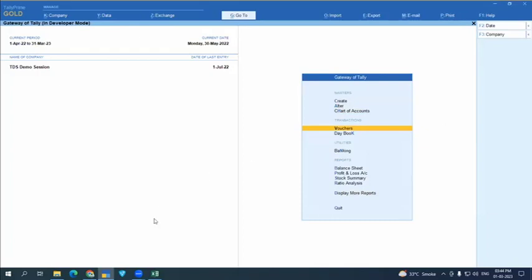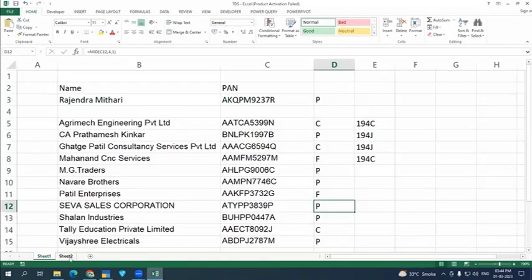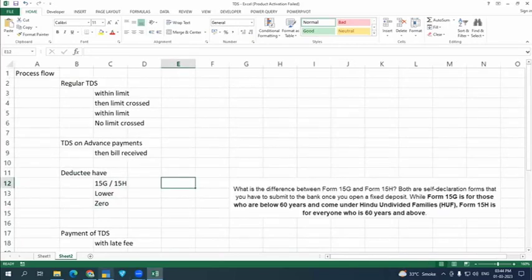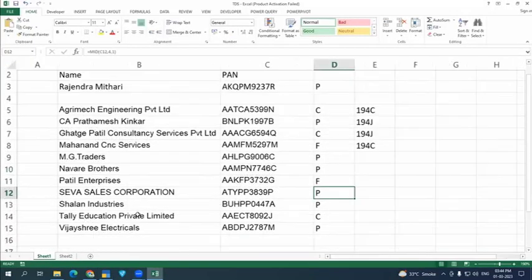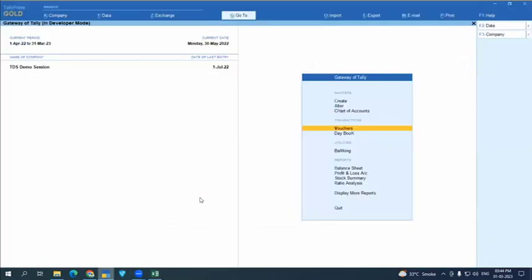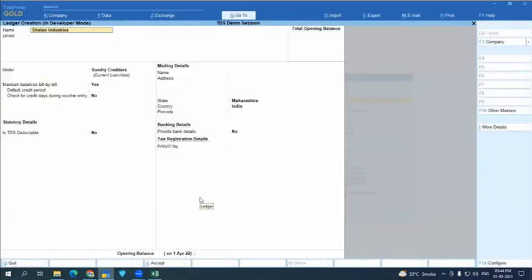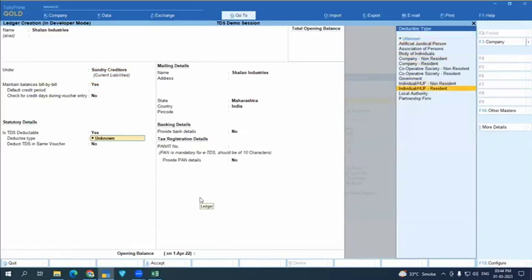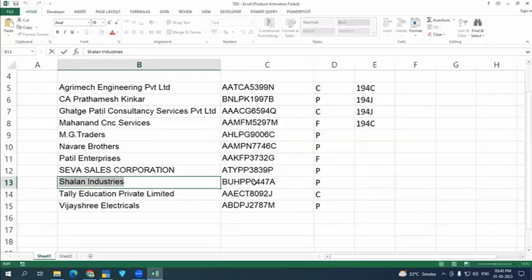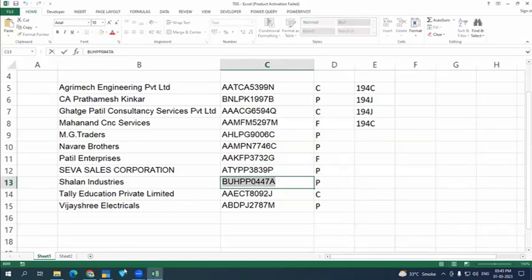Now I am taking one more scenario, which is 15G and 15H. See here. Move to the party. I just have to copy paste a party name. Again, one party I can take here, which is an individual. Copy. That party has a PAN number also. So create a ledger, Sundry Creditors, TDS deductible yes. The party is a resident because the fourth letter is P. And I can paste the PAN number here.